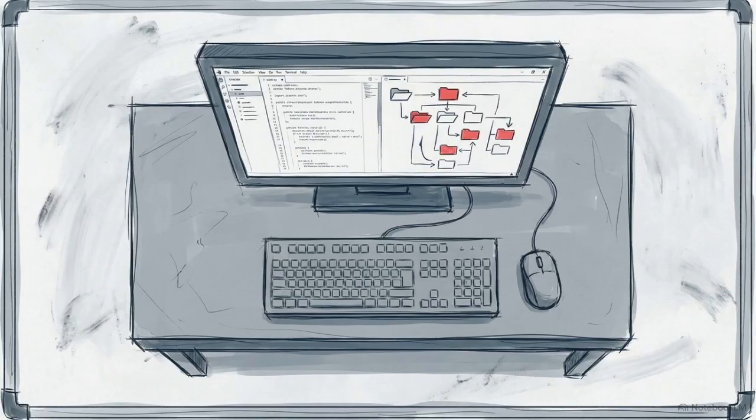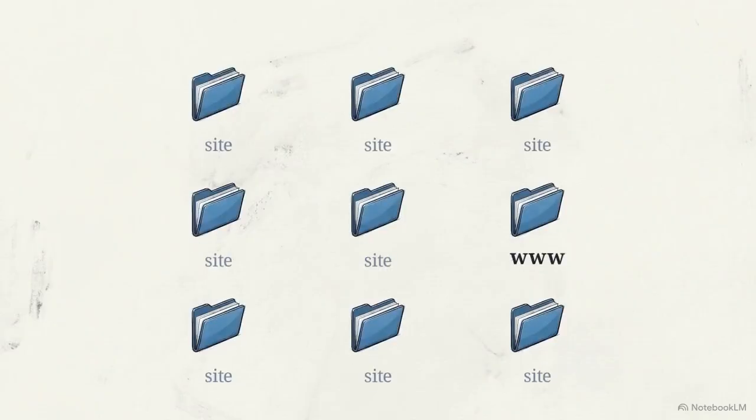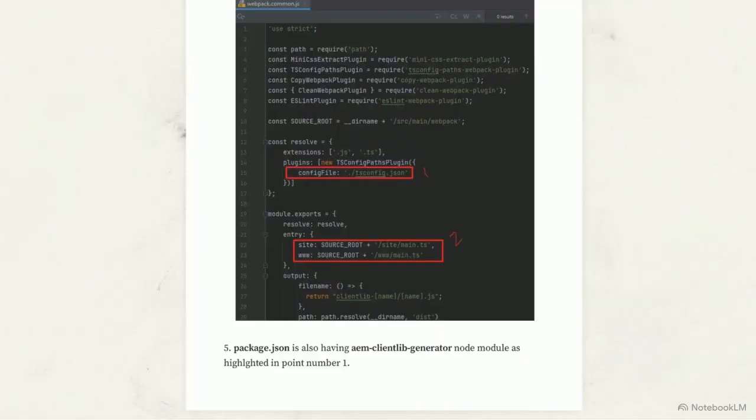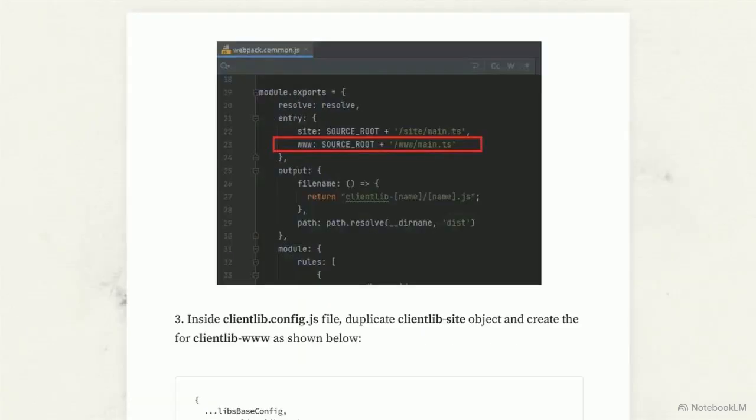Writing the files is only half the job. Our Webpack compiler has no idea this new folder exists yet, so we have to explicitly tell it where to look. Open up your webpack.common.js file and locate the main entry object. You'll see the existing configuration mapping the default site. Right beneath that, add our new www path, pointing directly at our new main.ts file.